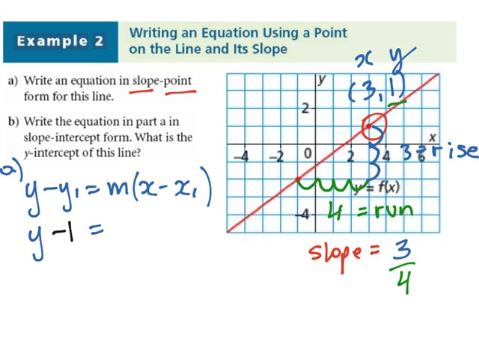The slope is 3/4. And I'm just going to use red for good measure, so it looks better. We stick with the bracket and the x, and now the x-coordinate is 3, so we always take the opposite of 3, which is -3. And this is our equation in slope-point form.